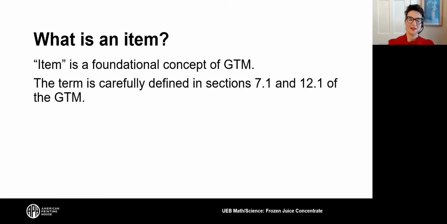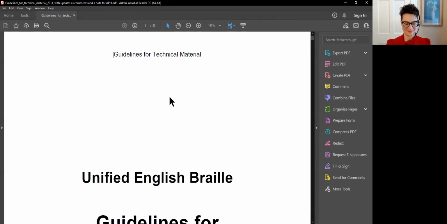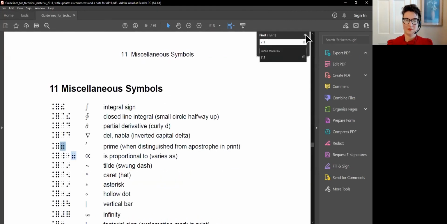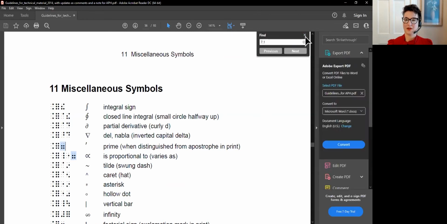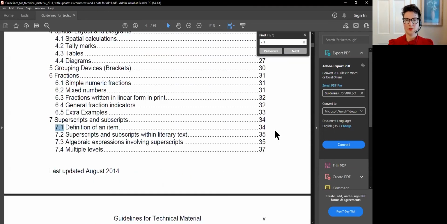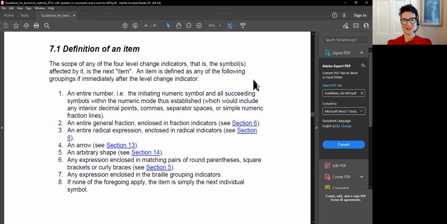Because I regularly think that I have something from the rules of UEB, which includes the guidelines for technical material, memorized, and then I find that I don't. So I'm just going to search for 7.1. And I'm going to redo it because my Adobe Reader was not fully loaded and said, oh, you wanted to search for just 7? Great, let me help. Nope, don't help. I want you to take me to 7.1. Good, then I can link down to the section at 7.1 where we have the definition of an item.